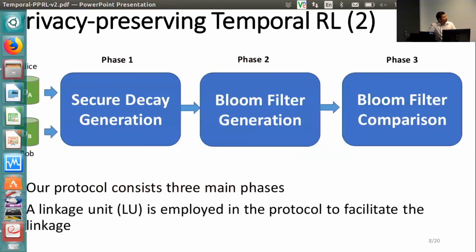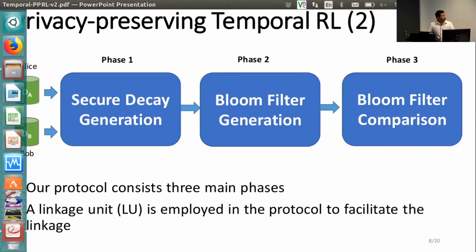Our approach contains three phases. The first phase is secure decay generation, where we use a secure multi-party computation technique to calculate the probabilities. Once we do that, we move to the second phase, where we encode each and every record into a Bloom filter. Once we have the decay probabilities and the Bloom filters, we send them to the linkage unit, where he does the classification and identifies which record pairs are matches, and these matching IDs are sent back to the database owners or data custodians, so they can use them for their own analysis purposes.